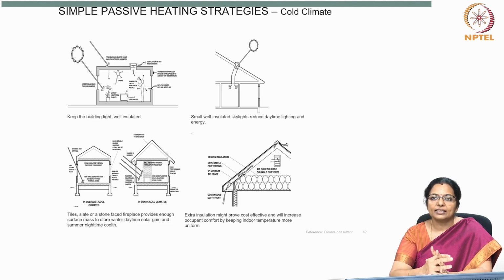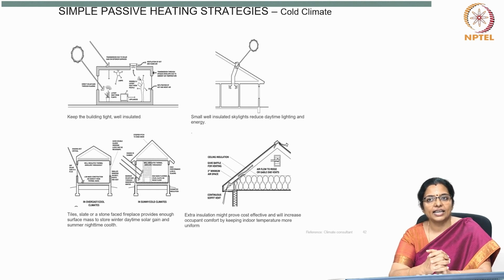In cold climates, a tile, slate or stone facade fireplace provides good surface mass to store the winter daytime solar gain and summer nighttime cool. You must keep the building tight and well insulated. Small, well insulated skylights reduce daytime lighting and energy. Extra insulation could prove cost effective and will increase occupant comfort by keeping indoor temperature more uniform.